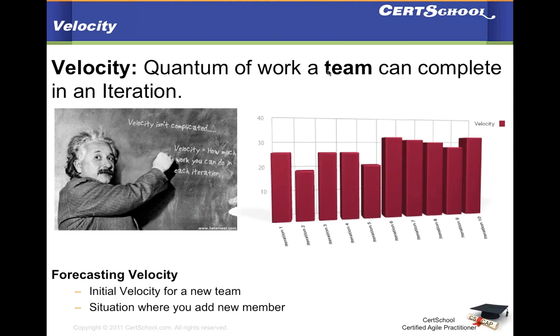So velocity most of the time would be in story points. You can see in this bar graph, iteration one, what you see here is about 25, so it could be 25 story points. So a team was able to complete 25 story points in iteration one. And in iteration two, it was able to complete less than 20 story points. In iteration three, it was able to complete 25 again.